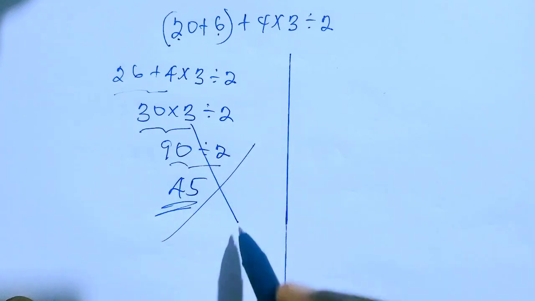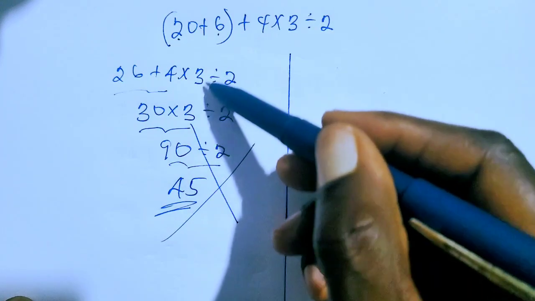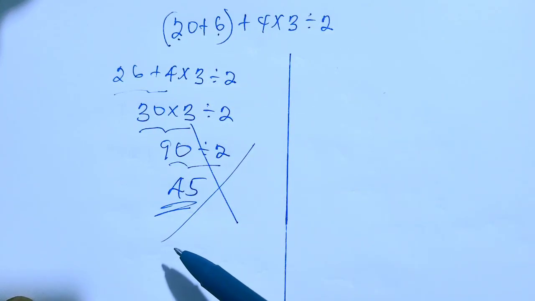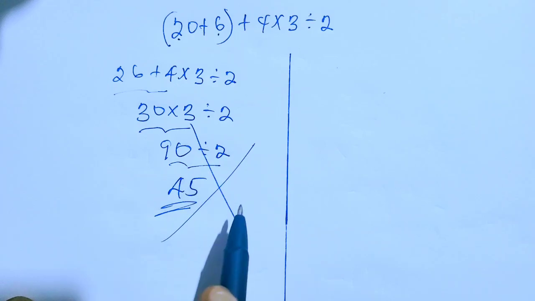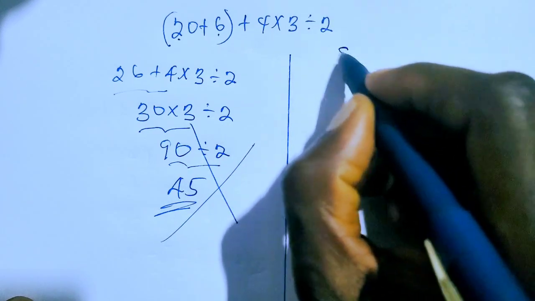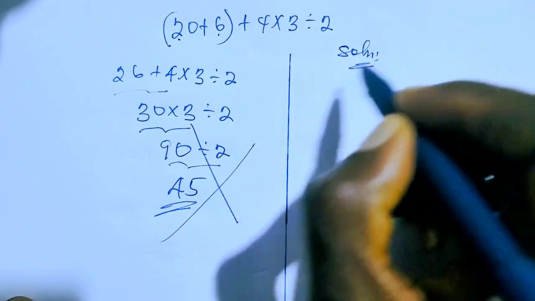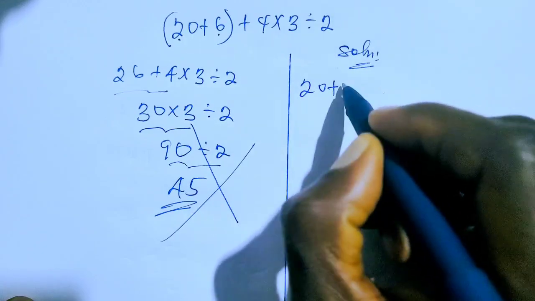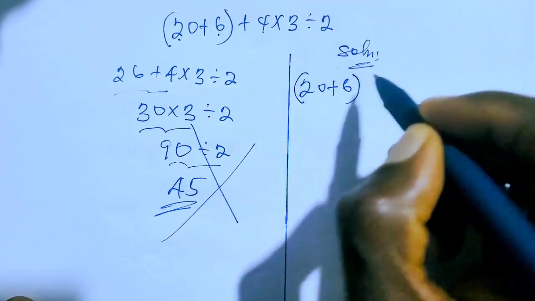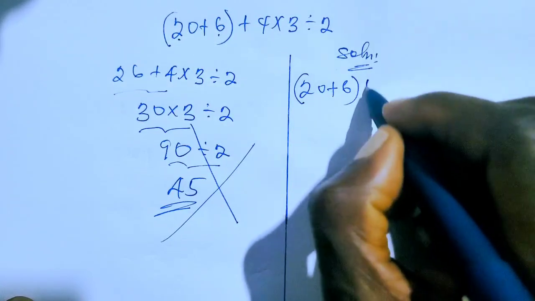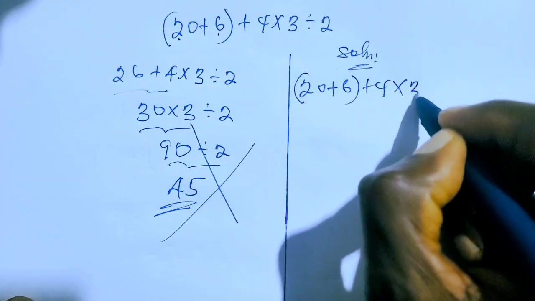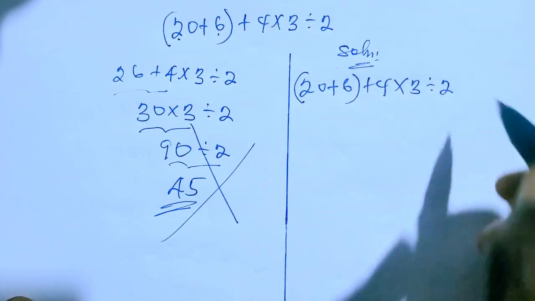But this answer is wrong. Therefore, this first approach here is completely wrong. Don't make this mistake. To get this right, we are going to have this 20, 6 all in parentheses, 20 plus 6 in parentheses, plus 4 multiplied by 3 divided by 2.